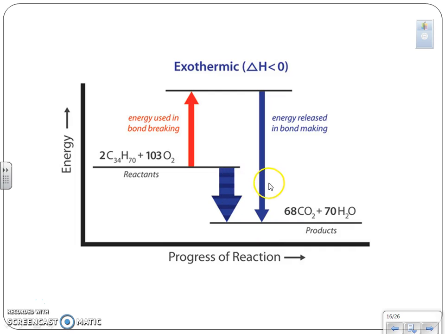Here's an example of an exothermic graph. Complex reactant, simpler products. After you have the amount of activation energy needed to start the reaction, then as these products form, the extra energy left over is given off as heat.